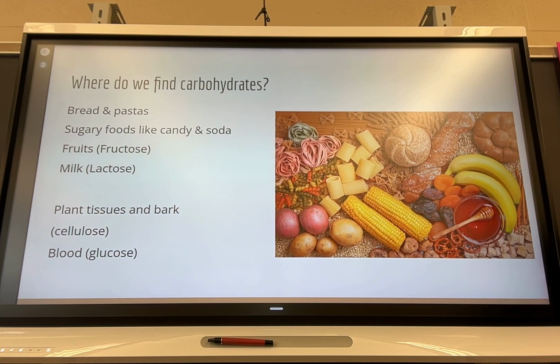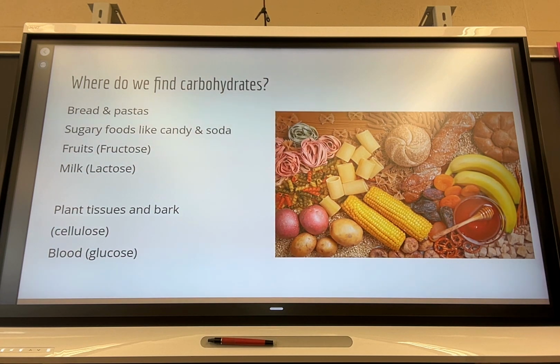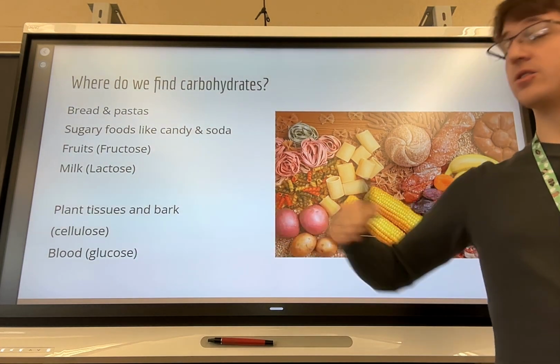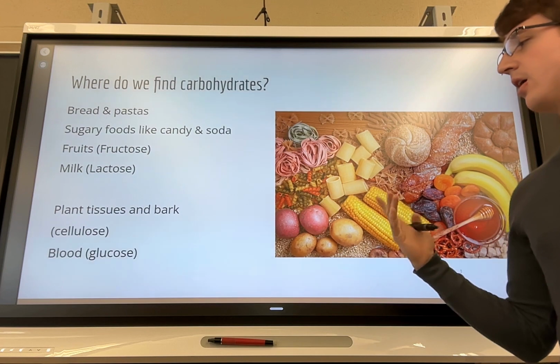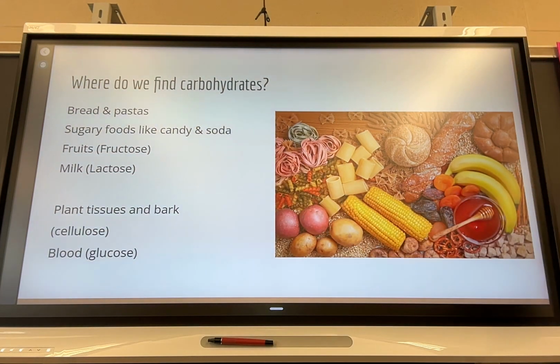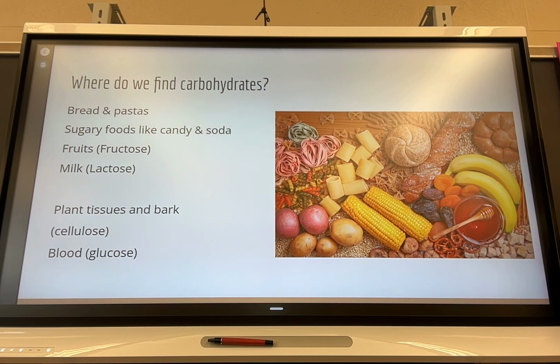And of course, we just got a lot of examples, but where do we find this? We find it in breads and pastas. We find it in very sugary foods. We find it in fruits, milk, also in our bodies as glucose and glycogen. We find it in plants as cellulose and starch. So we find this a lot throughout the world. But like I said, the main point of this, you can see all of these are going to be very short-term, very quick burning energy sources.